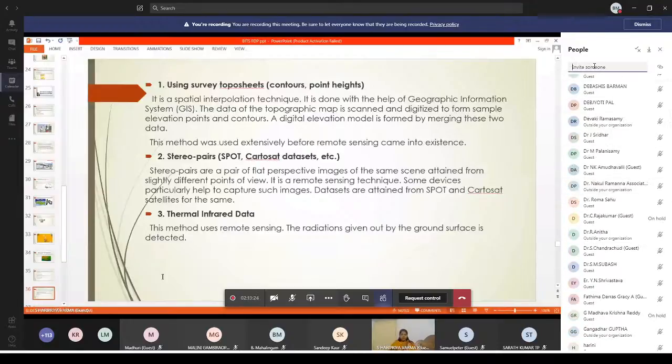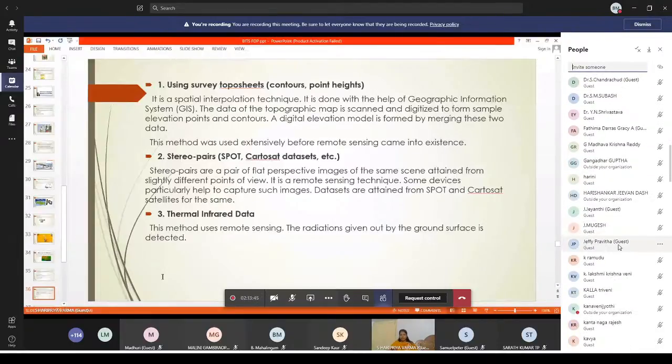Coming to the second one, stereo pairs, where SPOT and Cartosat data sets are used. Stereo pairs are a pair of flat perspective images of the same scene attained from slightly different points of view. It is a remote sensing technique. Some devices particularly help to capture such images. Data sets are attained from the SPOT and Cartosat satellites for the same.